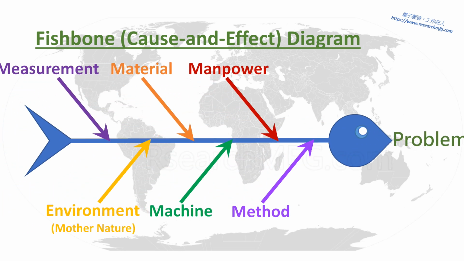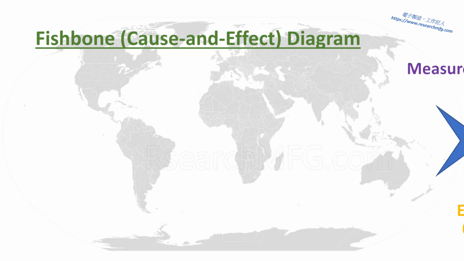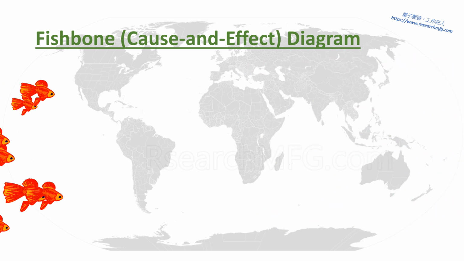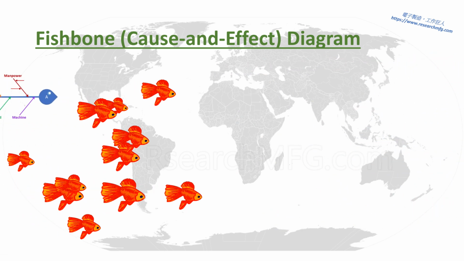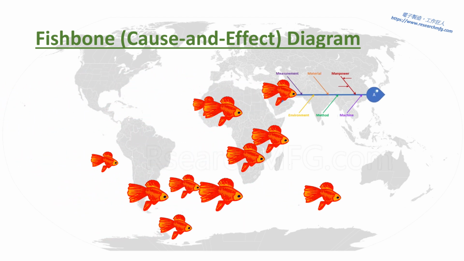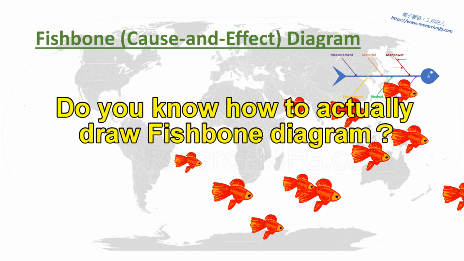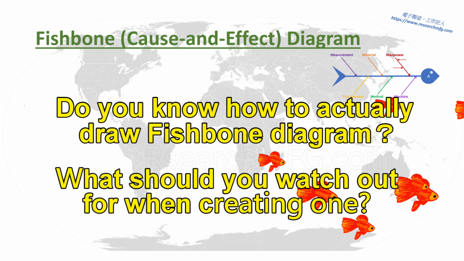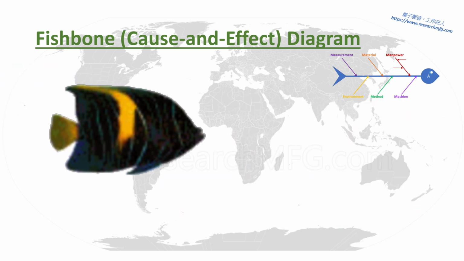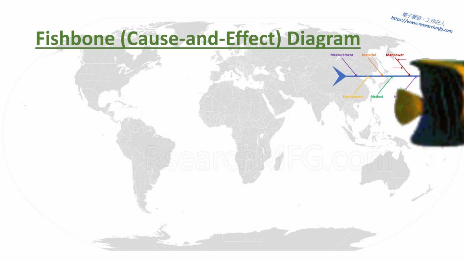Today I want to introduce you to something called the Fishbone diagram, also known as a cause and effect analysis diagram. Many of you might already know what a fishbone diagram is, but do you know how to actually draw one? And what should you watch out for when creating one? As the name suggests, the diagram looks like the skeleton of a fish. That's where it gets its nickname.